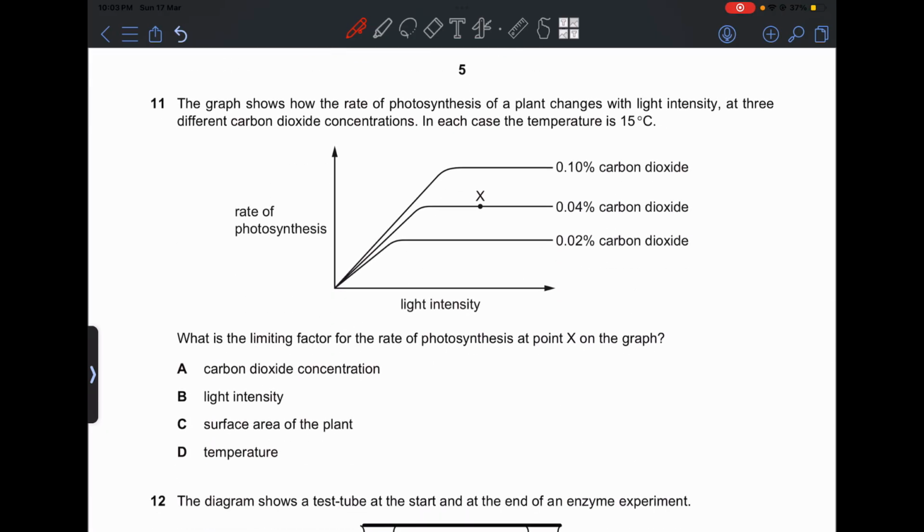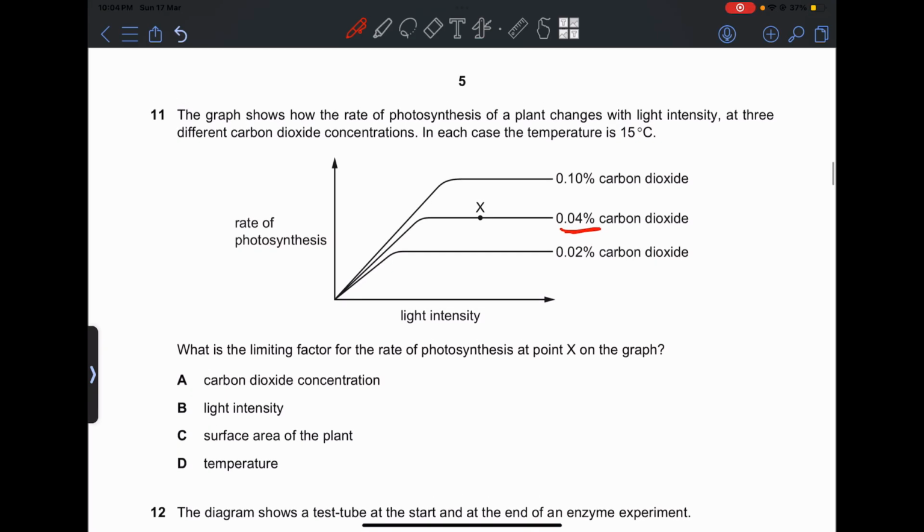11. The graph shows how the rate of photosynthesis of a plant changes with the light intensity at 3 different carbon dioxide concentrations. In each case, the temperature is 15 degrees. What is the limiting factor for the rate of photosynthesis at point X on the graph? So at point X over here, we can see that there's a medium amount of carbon dioxide, and there is also a medium rate of photosynthesis and light intensity as well. So actually over here we can see that the carbon dioxide concentration is not the highest. It can be higher over here.